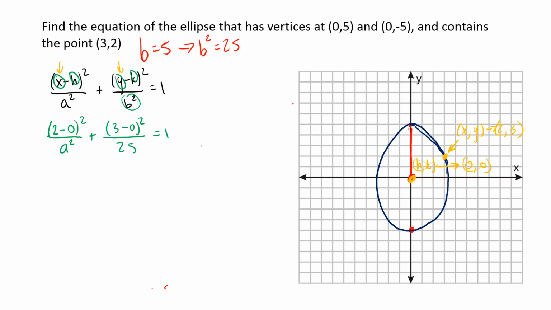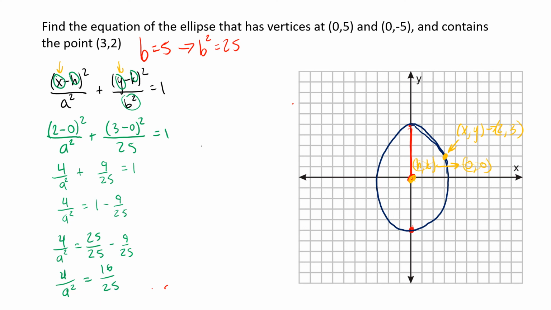Now we'll simplify this a bit and then solve for a. So it's going to be 4 divided by a squared plus 9/25 is equal to 1. So let's move the 9/25 over first. This will be 4 divided by a squared is equal to 1 minus 9/25. Okay, we'll rewrite the 1 as 25/25. That's just rewriting 1 minus 9/25. So then we'll have 4 divided by a squared is equal to 16/25.